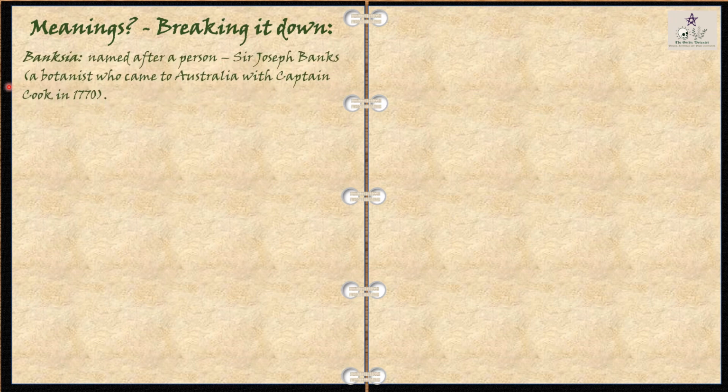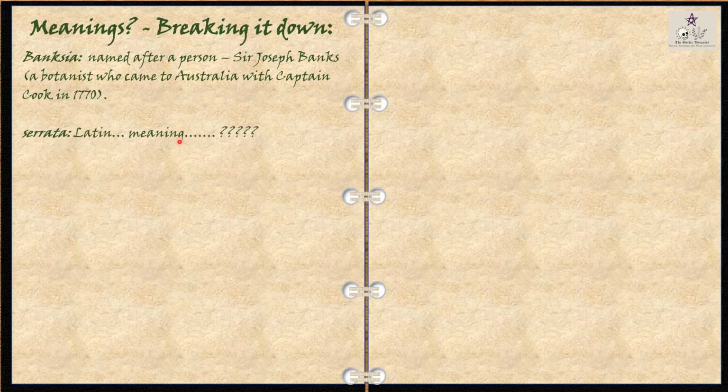Break it down again, and in this particular instance, Banksia in Australia is named after a person. It's named after Sir Joseph Banks. And if you don't know, he was a botanist who came to Australia with Captain Cook in 1770, collected a whole heap of plants while Captain Cook claimed the land for England, and history is history, and we've gone on from there.